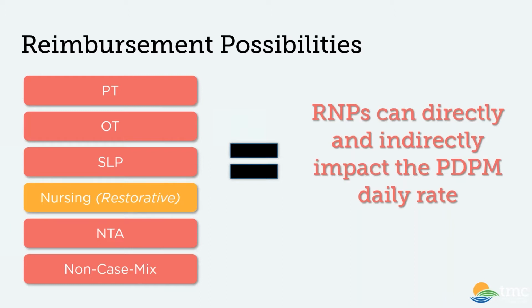So if the resident falls under PDPM in the bottom two categories, so those nursing components, then there is a minimal daily rate increase. But the impact is indirect in most cases under PDPM. You can see so many different ways to improve your reimbursement and decrease your cost by having restorative in. We're going to talk about that next.